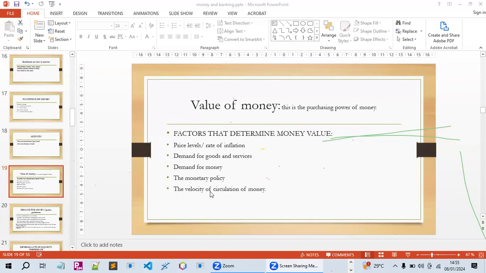Okay, for monetary policy, remember I said it is the deliberate attempt by the government through the central bank to regulate the amount of money in circulation. And this could be done through the restrictive or the expansionary policy. By restrictive, we are reducing the money supply in the country. And when we reduce the money supply in the country, it leads to a fall in the aggregate demand for goods and services, which leads to a decrease in the general price level of goods and services, thus leads to a high value of money.